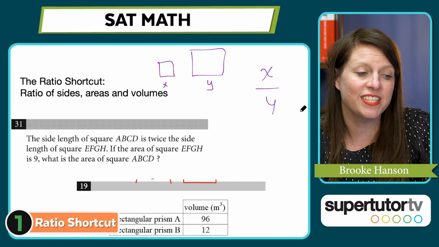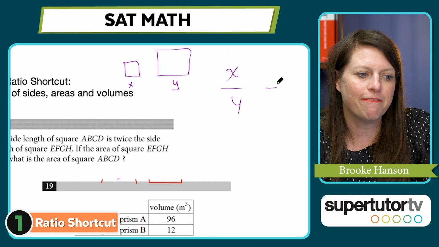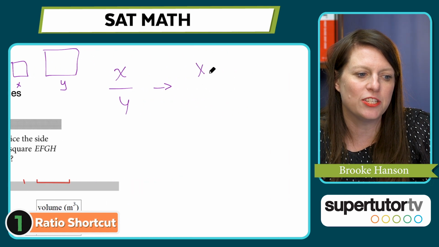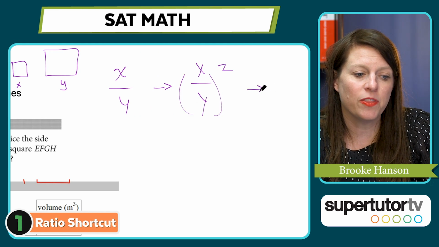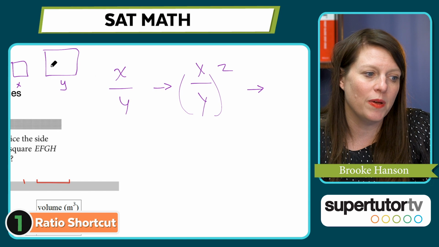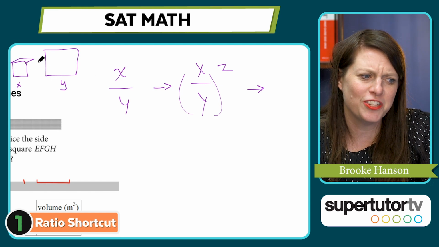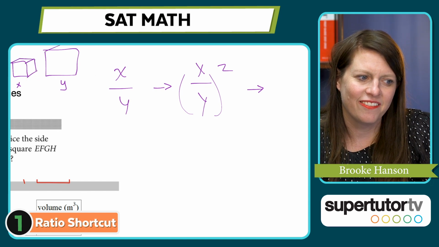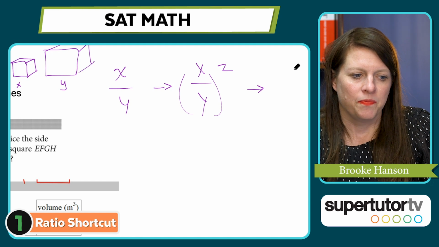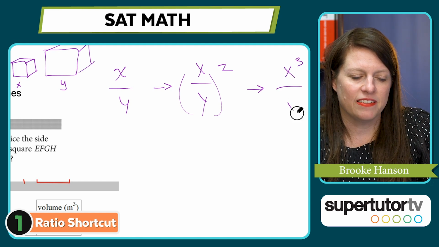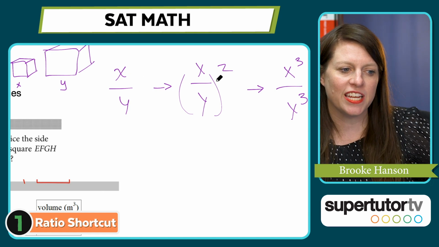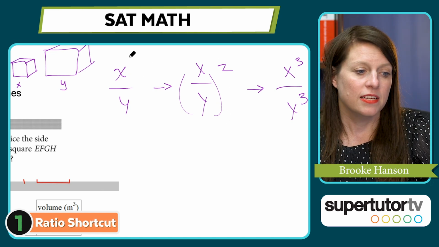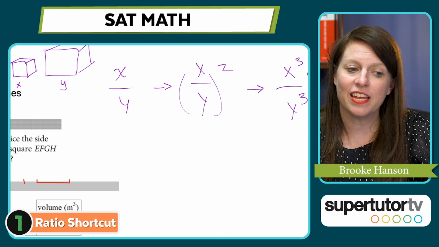If I know the ratio of the side lengths, I can very easily find the ratio of the area by simply squaring the ratio of the side lengths, okay? And then I can find the ratio of the volume of something with these side lengths. Let's turn these into cubes, everybody, right? By cubing the side lengths. So this is the pattern, right? If I know the side length ratio, I square it to get the area ratio. If I know the side length ratio, I cube it to get the volume ratio.